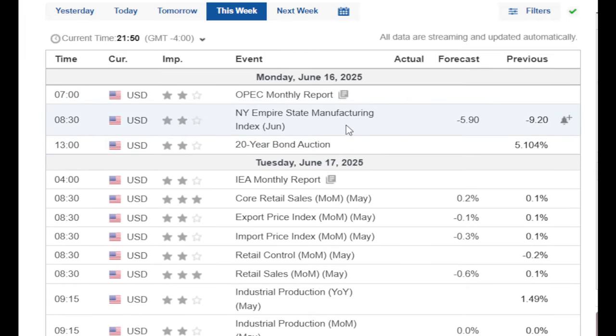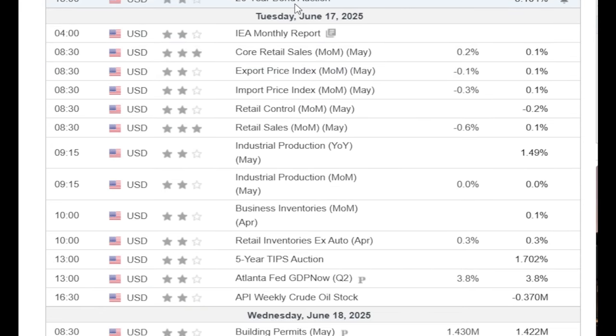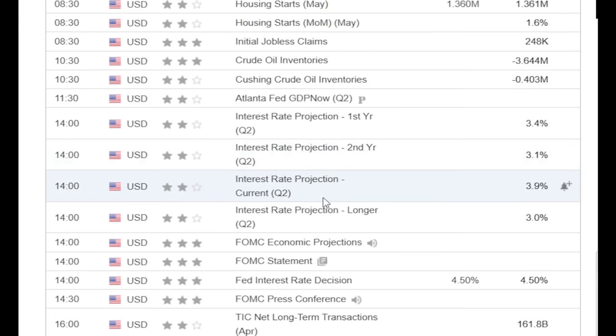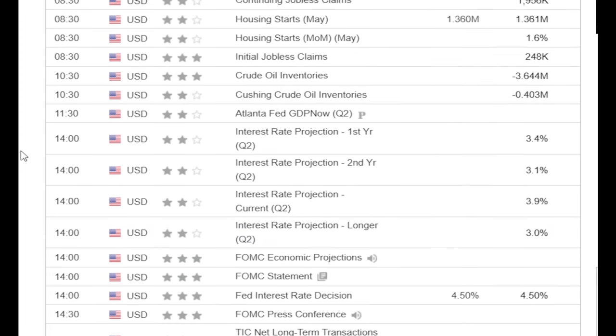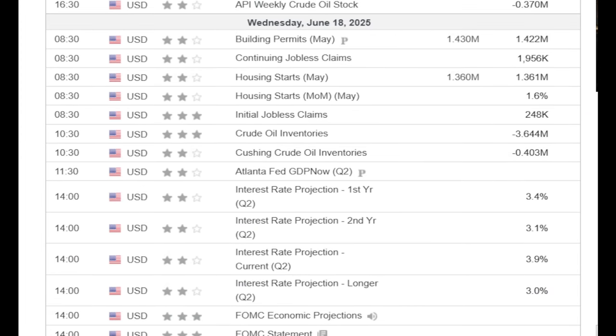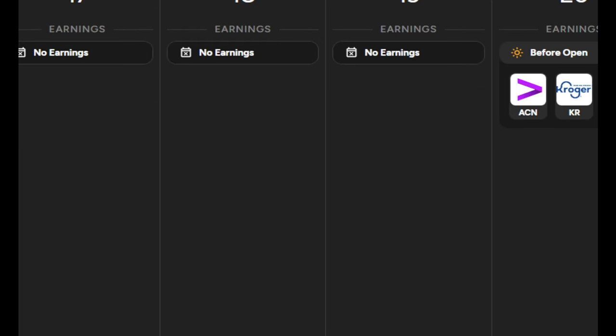But potentially we can see that 20-year auction do a lot for the market, and on Tuesday we can see some of this retail data and some of this import and export data start to really take shape on the market as well. And obviously that Wednesday is going to be super, super important. So with that said, let's go ahead and hop into the earnings.